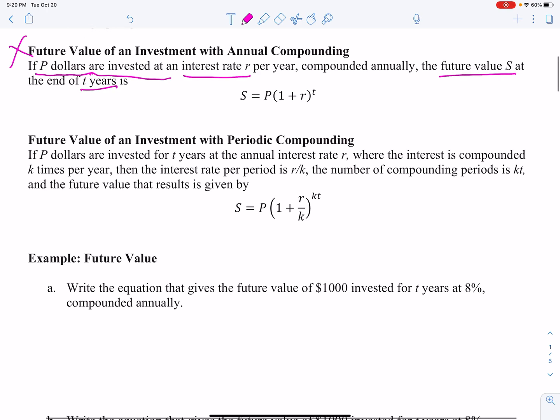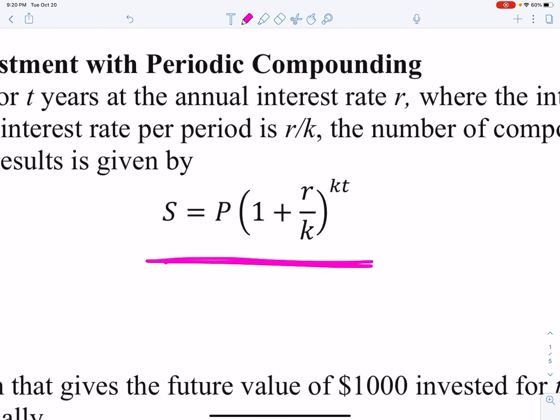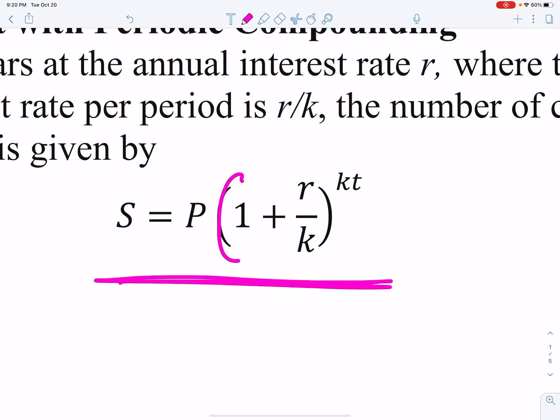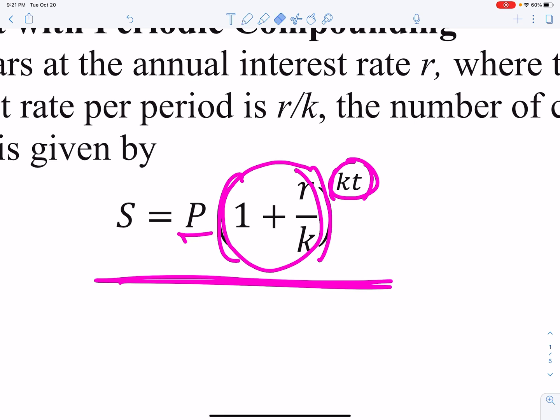Next one here is a future value of an investment with periodic compounding. In other words, not just once per year. So it could be different amount of times per year. Again, this is the equation here. Again, make sure you always do PEMDAS. So we will do what's inside the parentheses first. Make sure you multiply k times t, and then you'll take whatever this answer is and raise it to that power. Then multiply by P. That's really important.